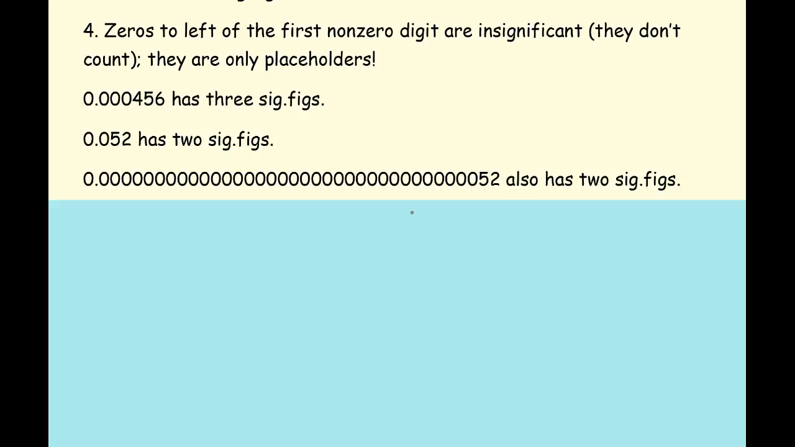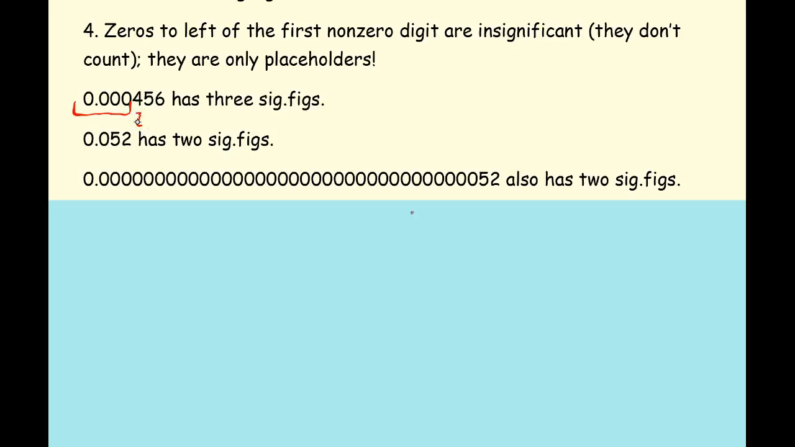The last rule we have to follow is a rule that states zeros to the left of the first non-zero digit are insignificant, meaning they don't count. They are only placeholders. Zeros to the left mean the ones at the very beginning. So let's look at the first example. We have here 0.000456. All these zeros right here do not count because they're to the left and they're before the first non-zero number, which happens to be 4.